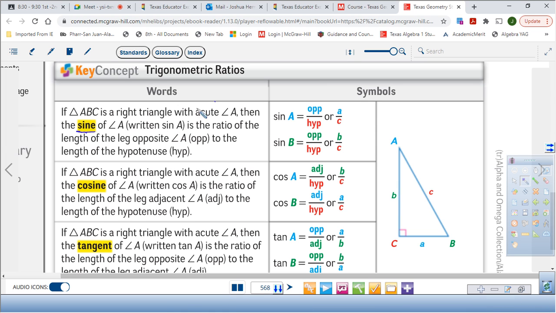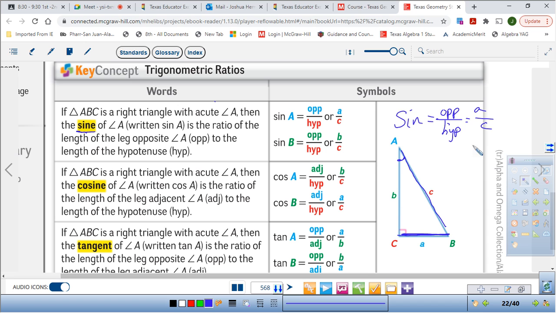So when you talk about sine of this angle A, it's equal to the side opposite. That's a fraction. It's equal to this fraction: opposite A, the length here, over this length here, your hypotenuse. That's it. Okay, so you've got to learn these things.